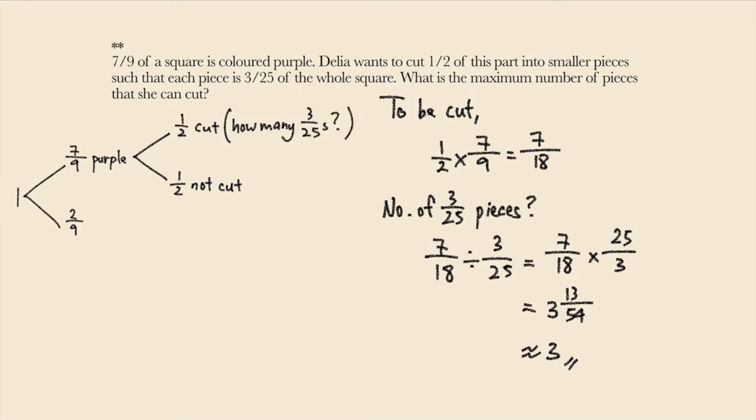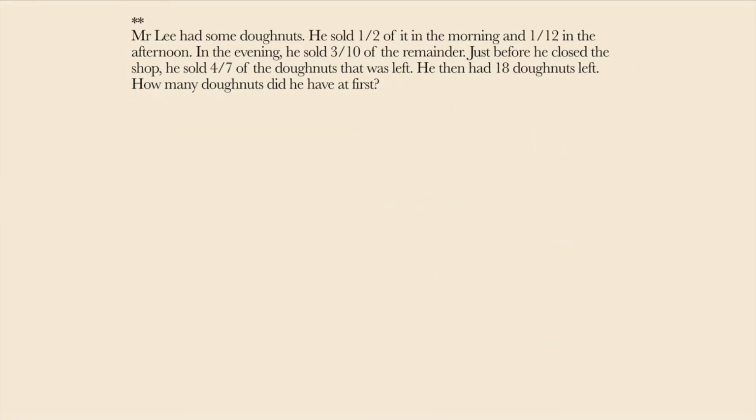So the maximum number is 3. Mr. Lee had some donuts. He sold half of it in the morning and 1/12 in the afternoon. So far, pretty tricky already. Do you realize that this is half of the total in the morning and 1/12 of the total in the afternoon? It is not mentioned here 1/12 of the remainder. So right there is a trap for most students to fall into.